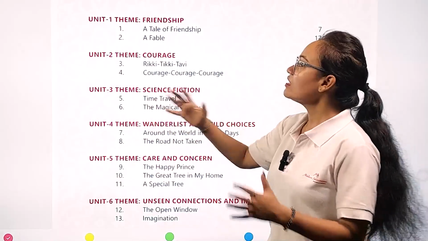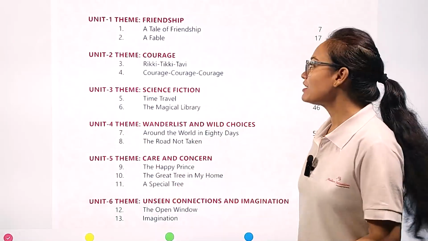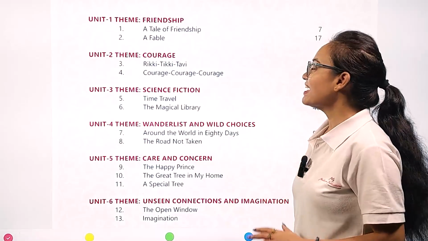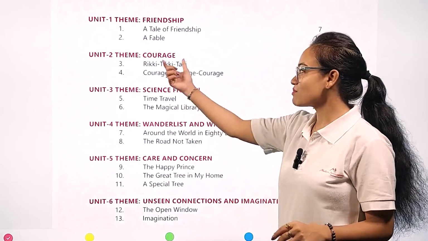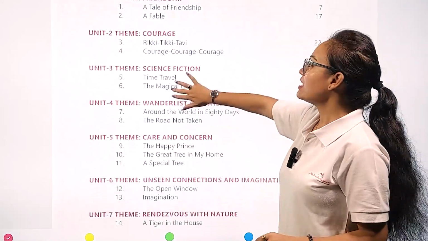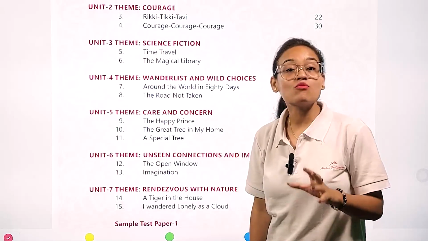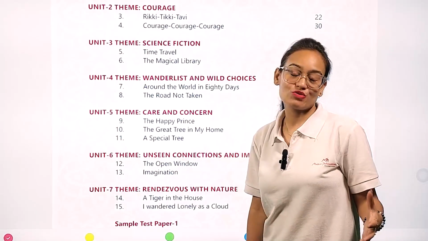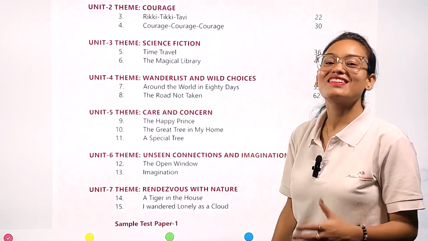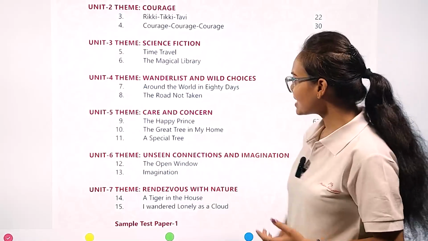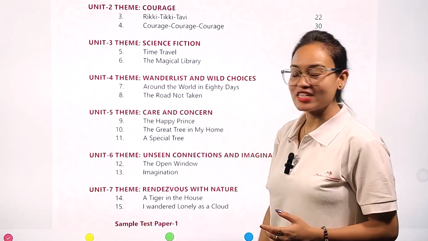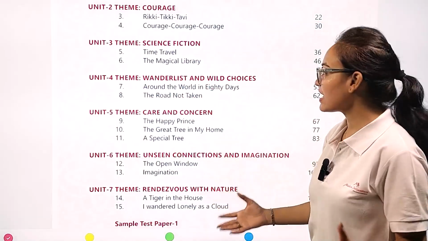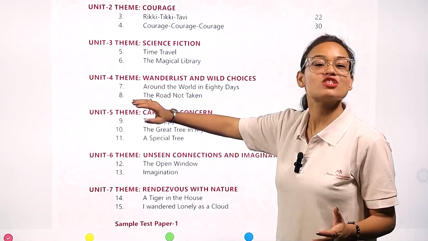Now unit 2 is based upon your courage, how courageous you are, how brave you are. Again, here we are going to see two chapters, chapter number 3 and chapter number 4. Unit number 3 is based on the theme of science fiction. Here you are going to explore the science fictional world. Now unit number 4 is based on the theme wanderlust and wild choices. Here again you are going to discuss your chapter number 7 and chapter number 8.